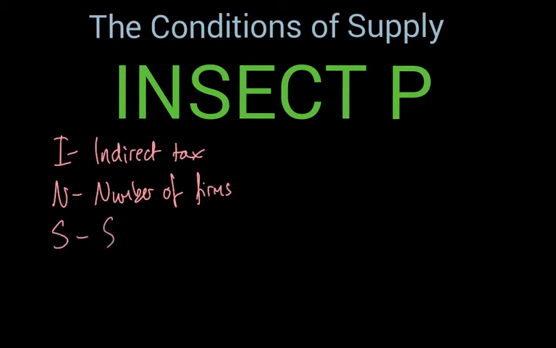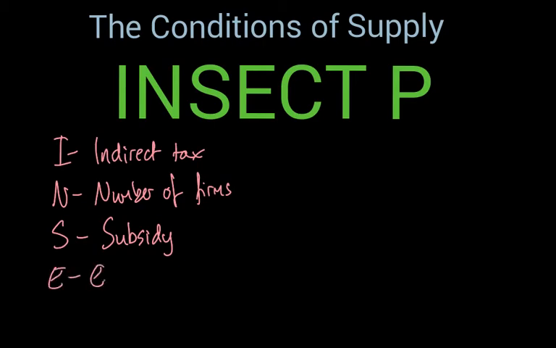The S is essentially the opposite of the indirect tax. So the S is a subsidy. So if the government imposes a subsidy or changes the level of subsidy, that will shift the supply curve to the left or to the right.